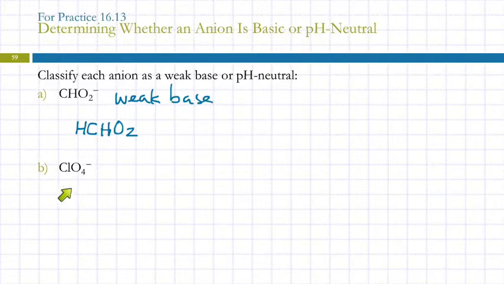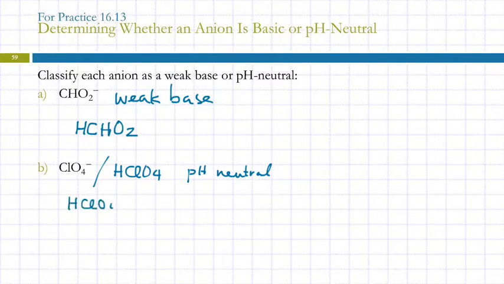How about perchlorate ion? What's the conjugate acid? HClO4. Strong or weak? Strong. This is a strong acid. The anion then is pH neutral. Do you understand why it's pH neutral? So if we look at perchloric acid ionizing, right? It ionizes completely.